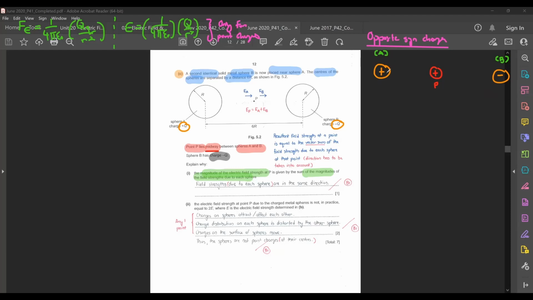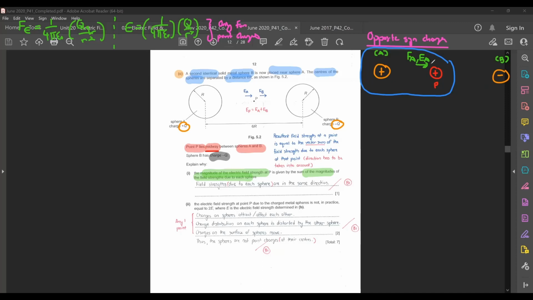So if you consider the effects of sphere A on the positive test charge at P, the direction of your electric force on the test charge would obviously be towards the right. This one will be the electric force due to A. But at the same time, your electric field strength due to A will also be in the same direction. Okay, it will be towards the right.